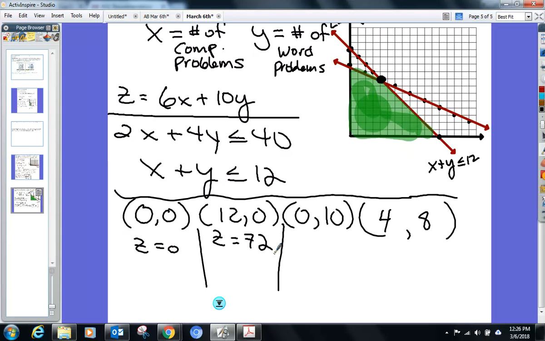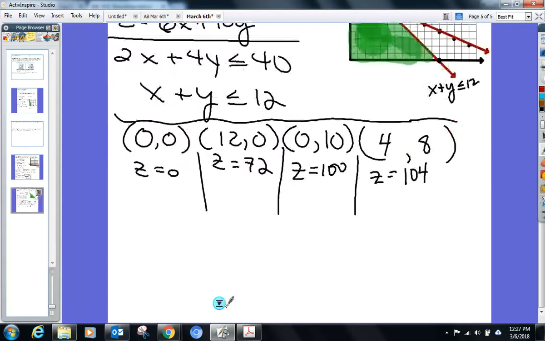How do you get that out? You flip them around. Great minds think alike. Look at that. All right. 0, 10, 100. And what about 4, 8? 104. Answer the question, though. Here we go. Last part.